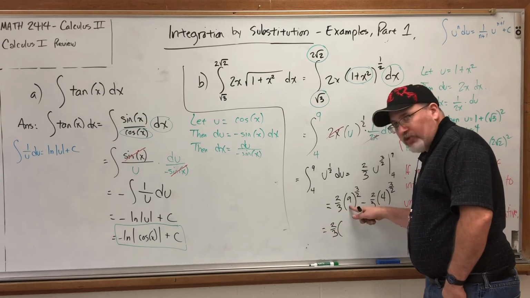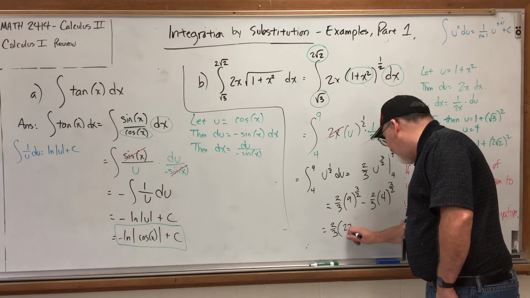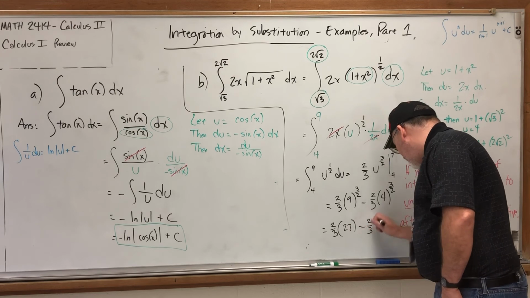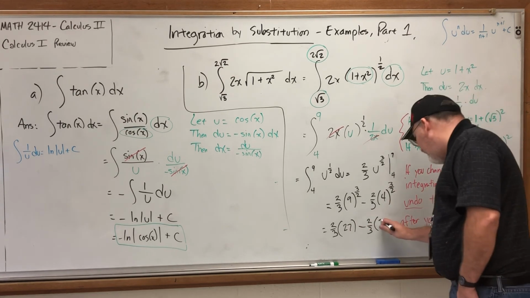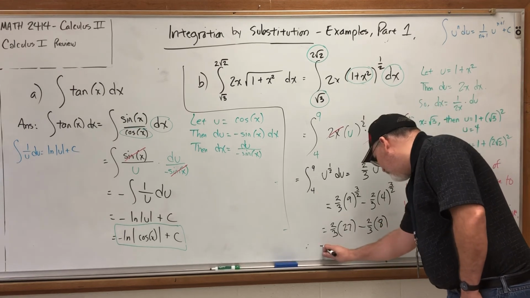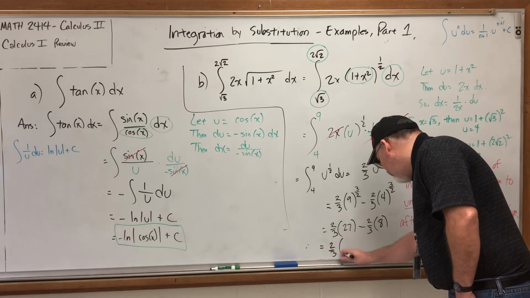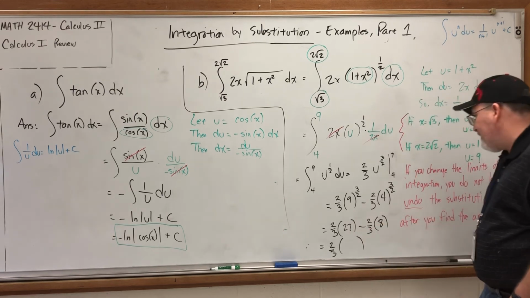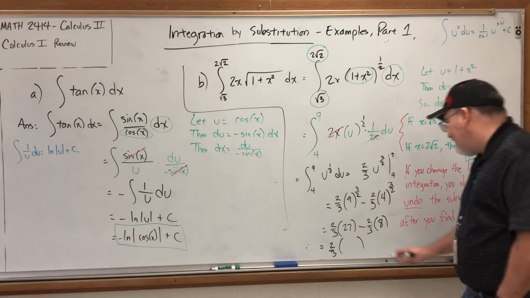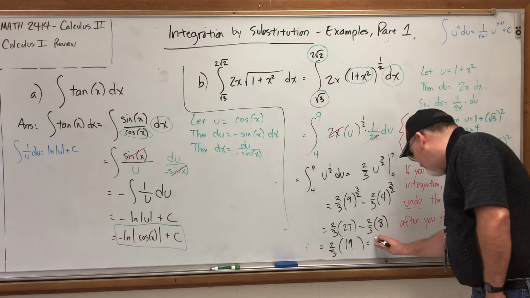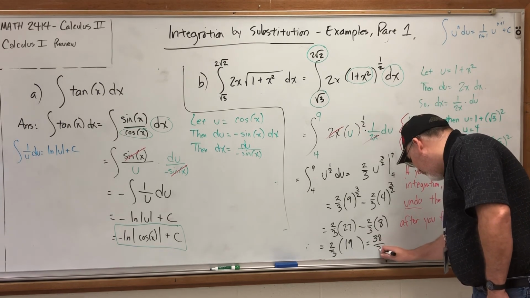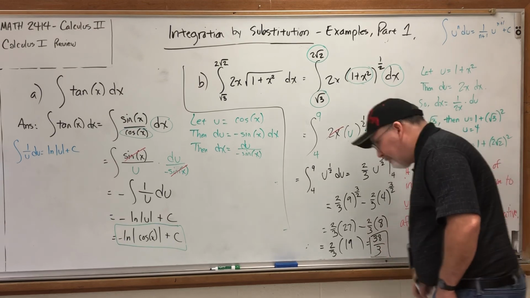The square root of 9 is 3. 3 to the third power is 27. The square root of 4 is 2. 2 to the third power is 8. I think I'm going to factor a 2/3 out of this so that we can just do 27 minus 8. 27 minus 8 is 19. And now I can just multiply these together. 2 times 19 is 38. 38 thirds. And finally, the problem ends.